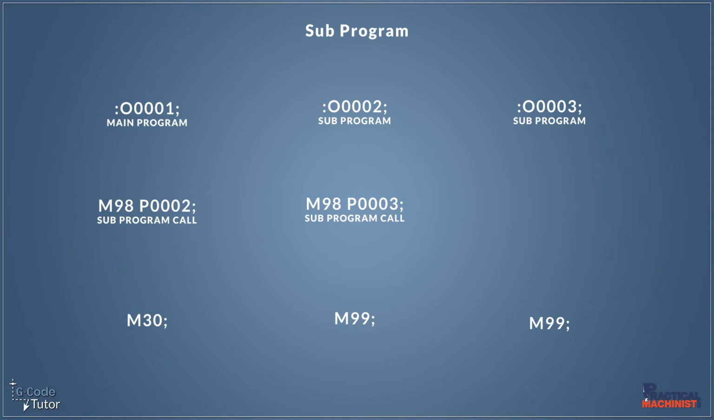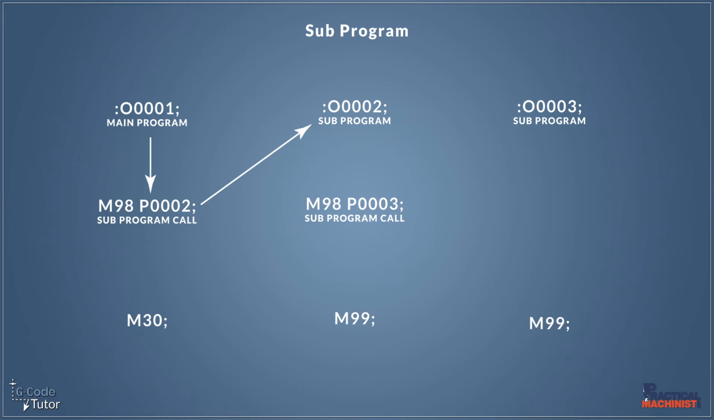But the fun doesn't end there. We can go deeper. So we can call a subprogram within a subprogram. So let's have a look how that structure may appear by doing just that. So we start off with our main program 0001. We read down to the M98 line. That calls our subprogram, in this case 0002.